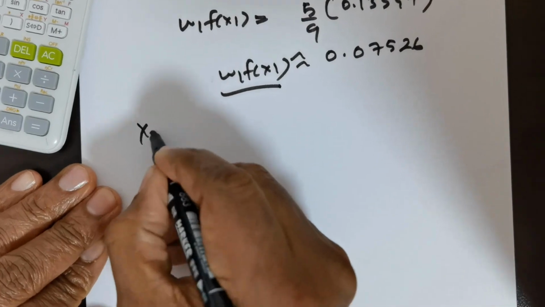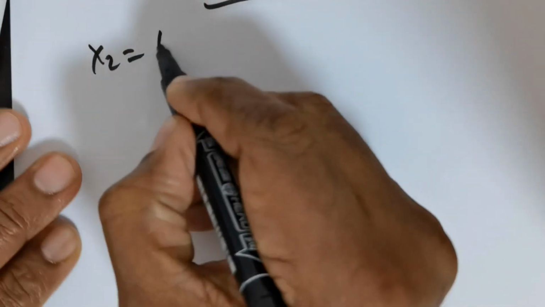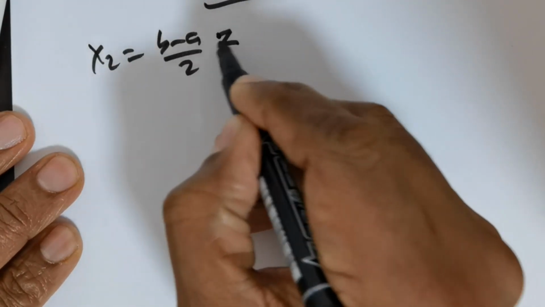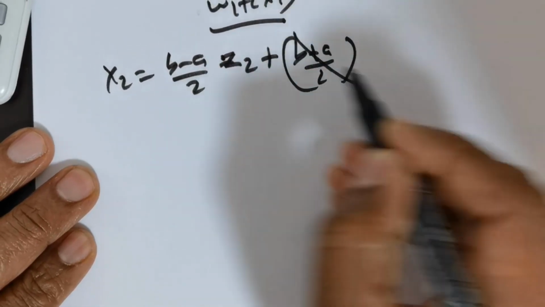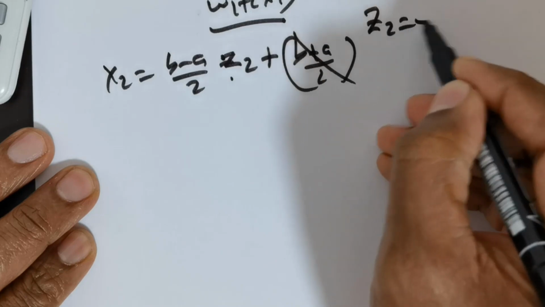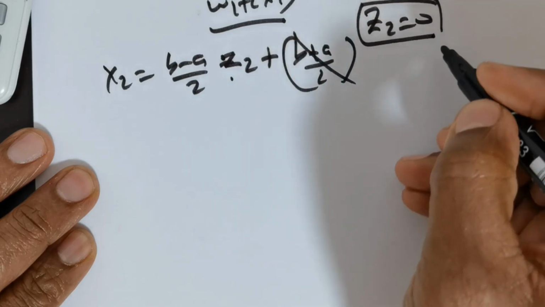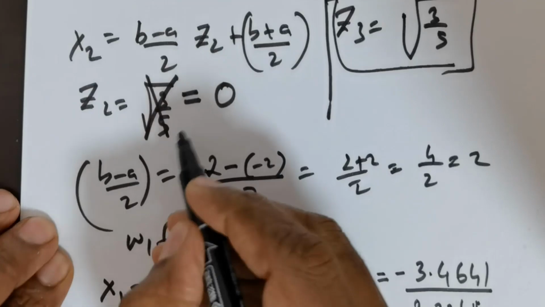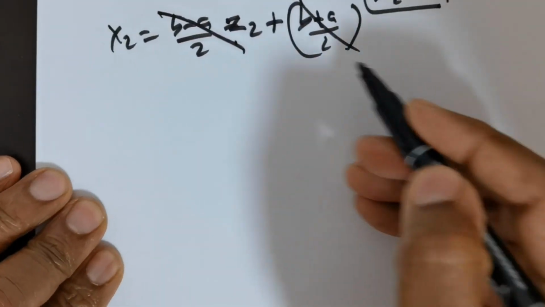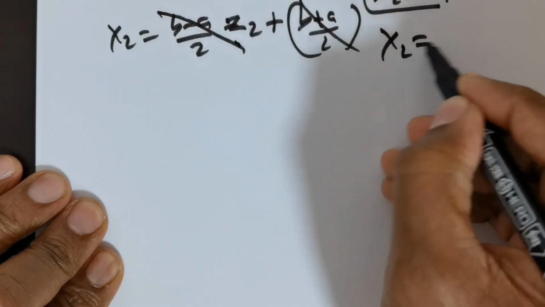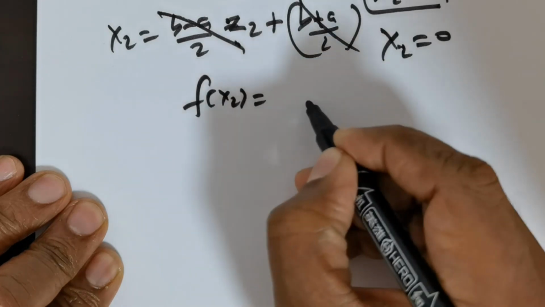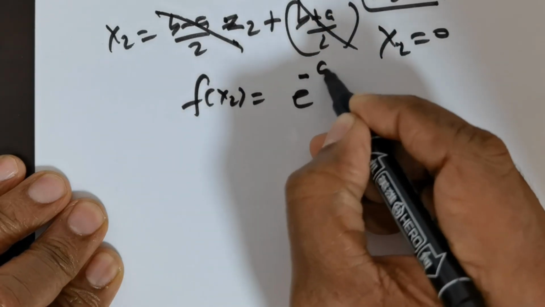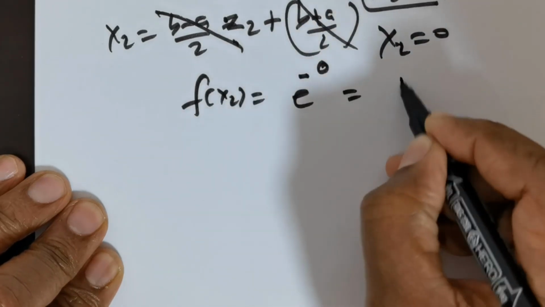I need to get my x2. Now x2 is (b minus a) divided by 2 multiplied by z2 plus (b plus a) divided by 2. This is 0 already. If you remember, the z2 value is 0, so this goes off. So x2 is equal to 0. If x2 is equal to 0, then f of x2 is e raised to the power of negative 0, which is equal to 1.